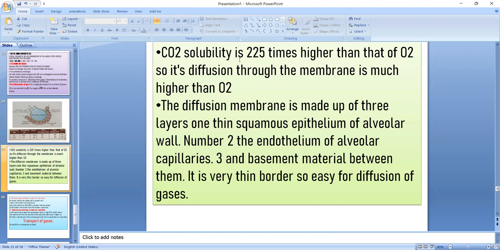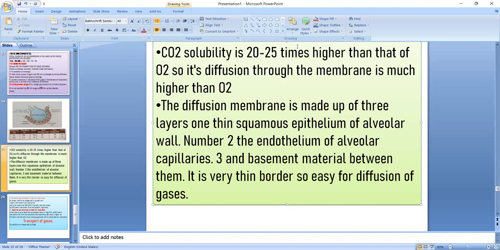All right, CO2 solubility is 20 to 25 times higher than that of oxygen. So its diffusion through the membrane is much higher than the oxygen. Okay, that is the reason. The diffusion membrane is made up of three layers.